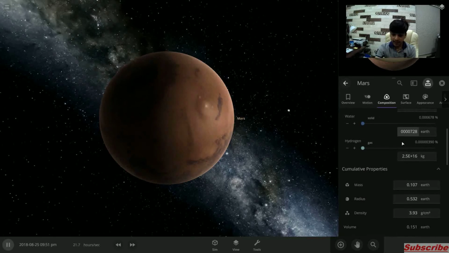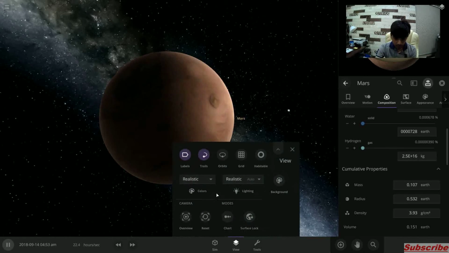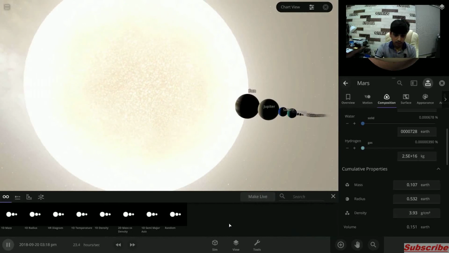Now, the mass of Mars is 0.107 Earths. The radius is 0.532, and so basically this is a quarter of Earth. Now I'm just going to do something, a chart, so that we have an accurate description.